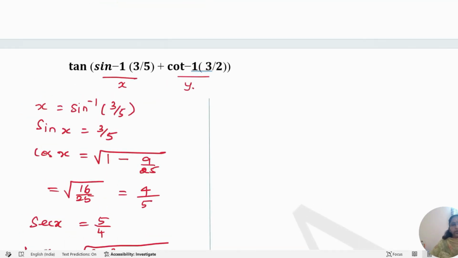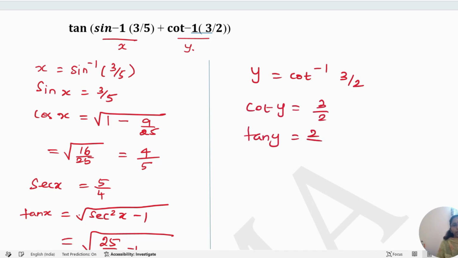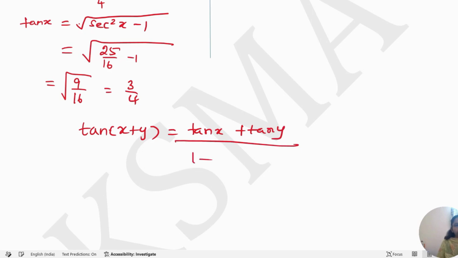And similarly, you have to take your next data as your y. So y is equal to cot inverse of 3 by 2. So cot y is equal to 3 by 2, then tan y is simply 2 by 3. So now you can use your formula: tan of x plus y is equal to tan x plus tan y divided by 1 minus tan x into tan y.